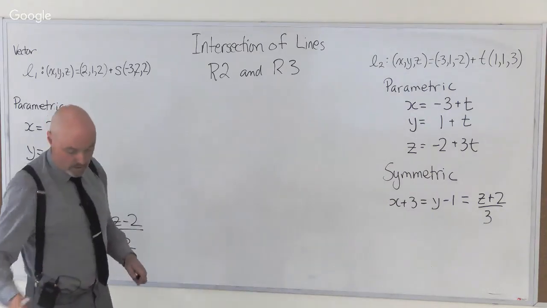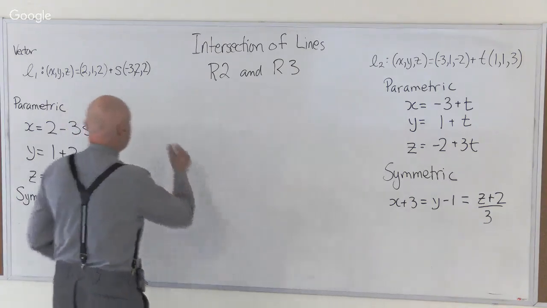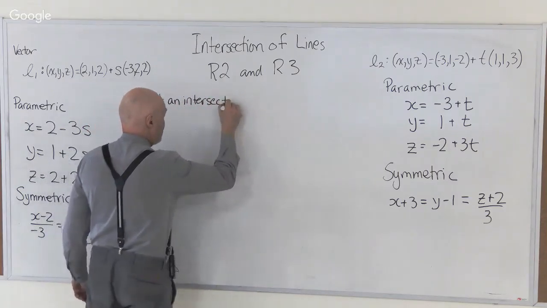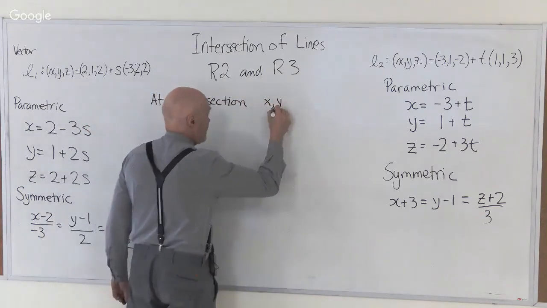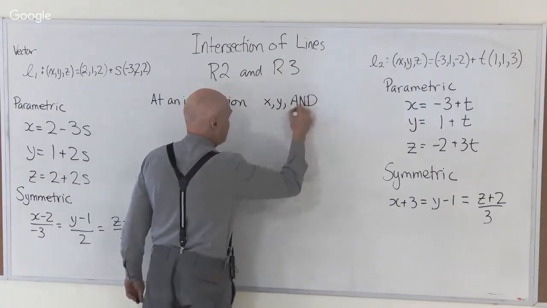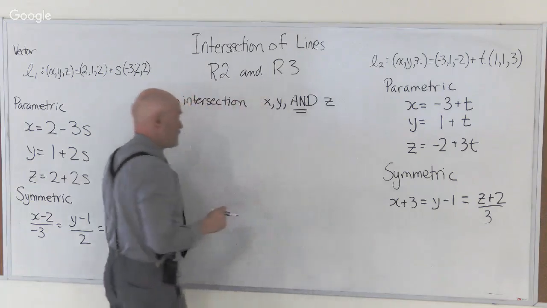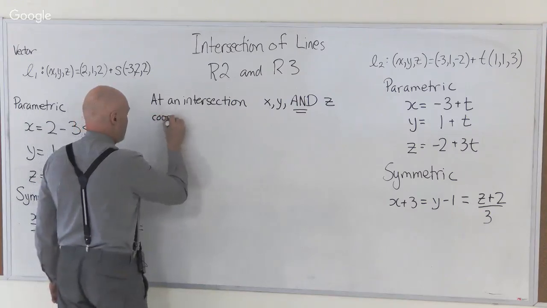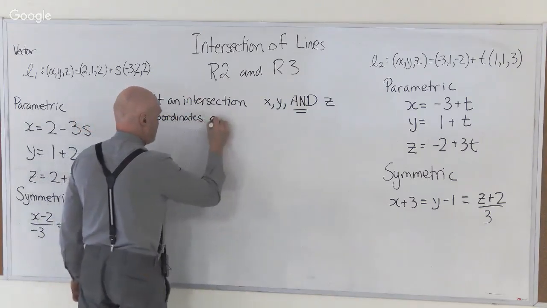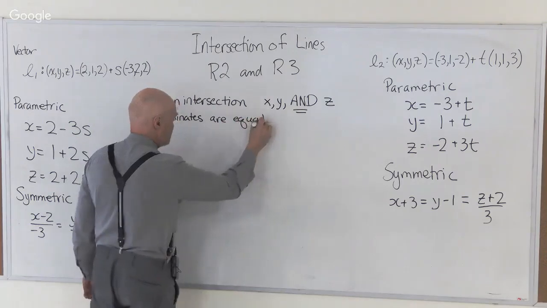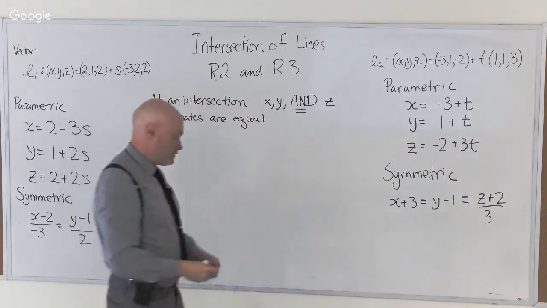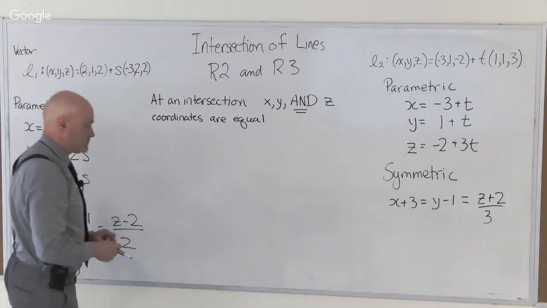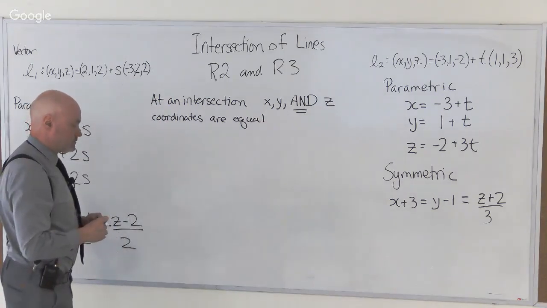Always remember that at an intersection, the x and the y and the z coordinates are equal. The x and the y and the z coordinates are always going to be equal at a point of intersection.